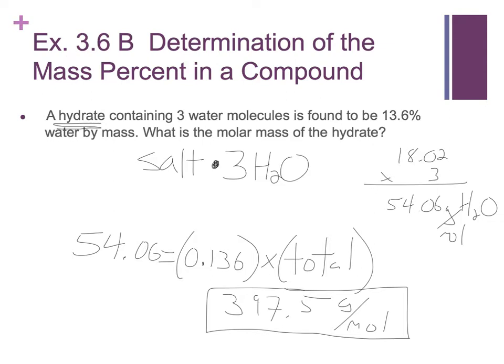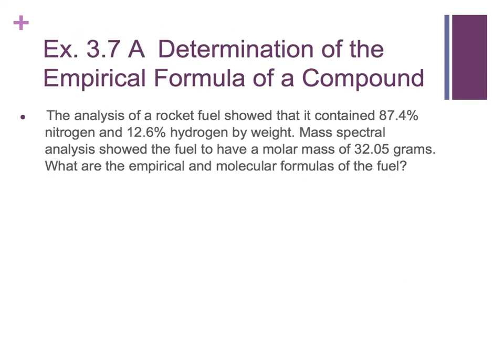Okay, but this one kind of, you had to know what hydrate meant to be able to solve that. Here when we start working with empirical and molecular formulas, we have to know the definitions, that an empirical formula is the lowest whole number ratio of an element based on its analysis here. So it's mass percent. So we've got 87% of the mass from nitrogen for rocket fuel and 12% is hydrogen.